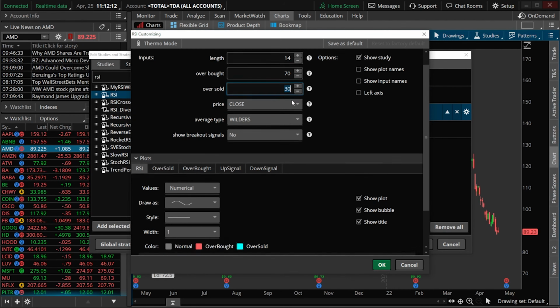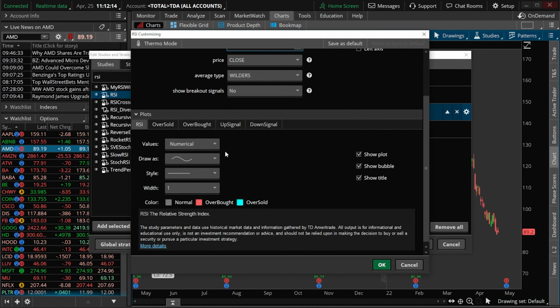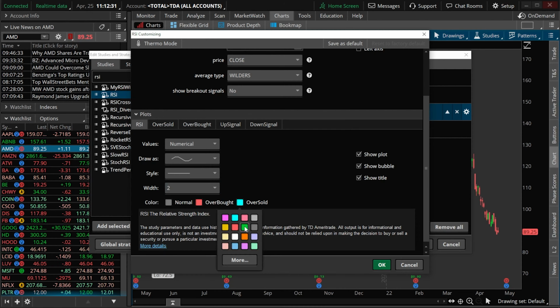Besides that, if we were to scroll down just a little bit, we can see the overall appearance settings. In this example, we're going to go ahead and change just a few things. I'm going to come down here to the width of the line, make it a little bit thicker, easy to see. I'm going to come over here to the oversold indication, which is currently a tealish color. I'm going to click on that and make it green.